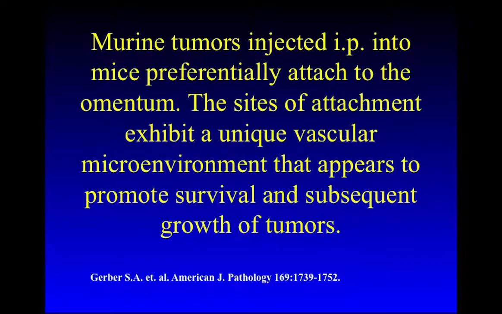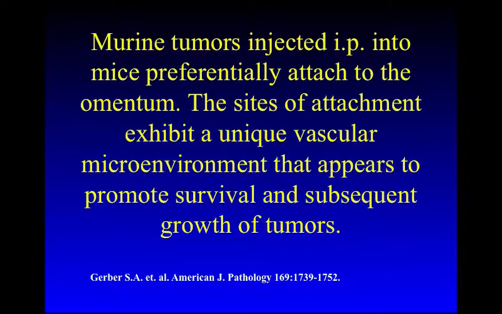What they found was that when they took these murine tumors and injected them into intact mice, these tumors, single cells, would go preferentially and attach into what is called the greater omentum. And the sites of attachment exhibit a unique vascular microenvironment, which they showed appeared to be supporting the growth and survival of the tumors.